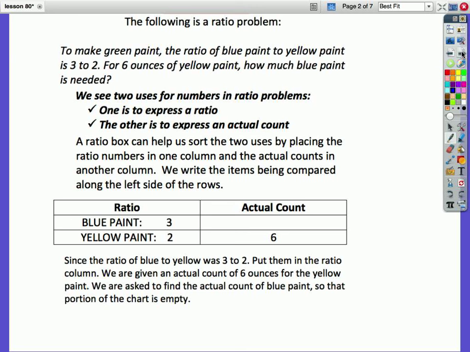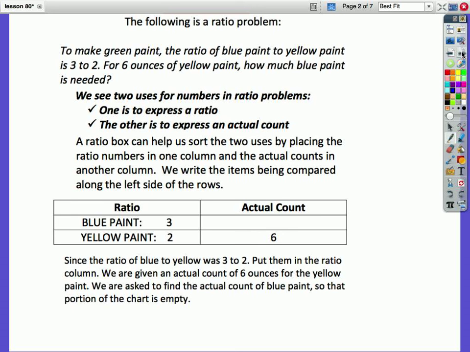We see two uses for numbers in ratio problems. One is to express a ratio, the other is to express the actual count. A ratio box can help us sort the two uses by placing the ratio numbers in one column, the actual counts in another. So we write the items being compared along the left side of the rows. So we have, in this box, a ratio, blue paint, yellow paint, 3 to 2. Our actual count, remember, it didn't tell us the blue, told us 6 ounces for the yellow.